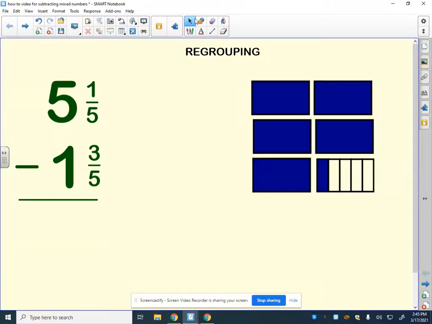Hi, this is a video to help you make sense of subtracting with mixed numbers, and specifically when you have to borrow or regroup, or when the fraction you're subtracting is larger than the one you're subtracting from. We've talked about this in class. Now I want to show you a couple ways that we can look at it so we don't always have to have a visual. I have this first example here, 5 1/5 minus 1 3/5.